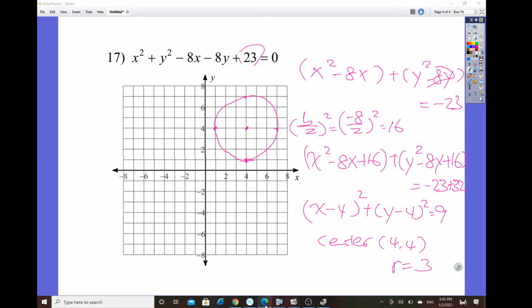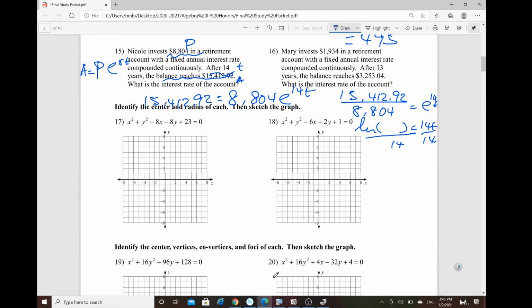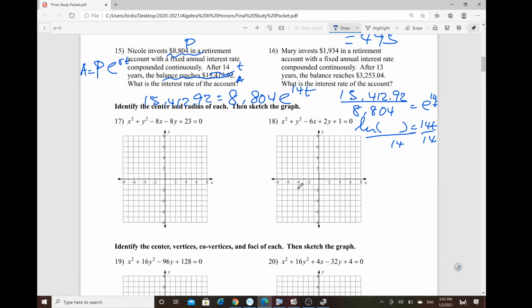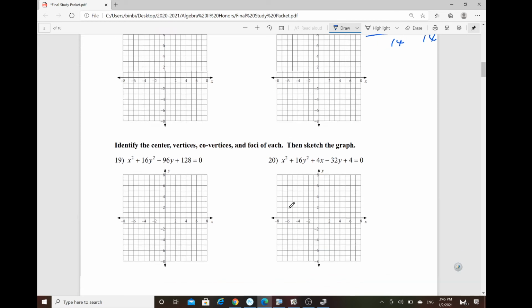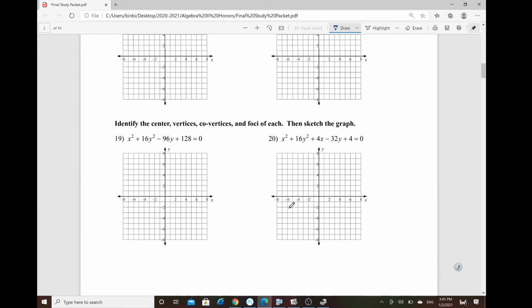And for those of you wondering, what about ellipses and hyperbolas and those things? Well, here's the next one. Identifying the center, vertices, co-vertices, and the foci. So this one is all about the ellipses. We have two different types of ellipses, one horizontal and the other vertical. If it's horizontal, that means a squared is always underneath the x squared. If a squared goes underneath the y squared, then it's vertical.